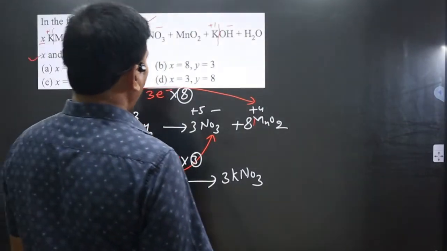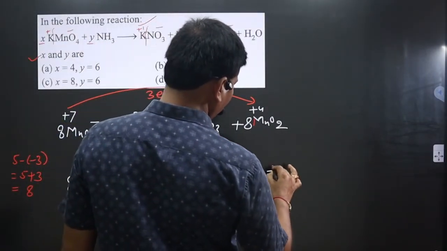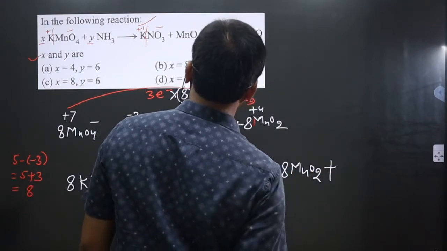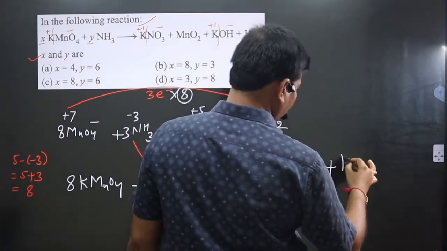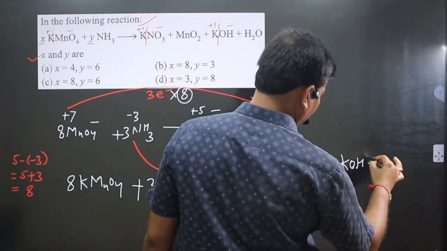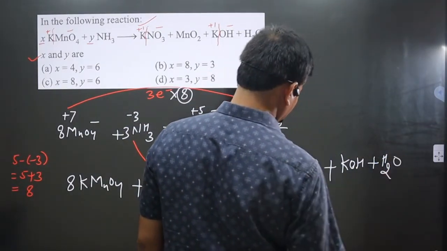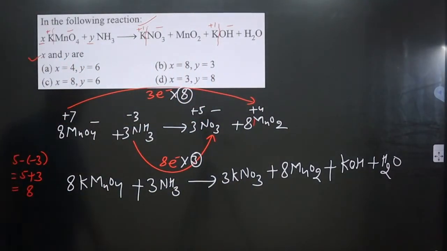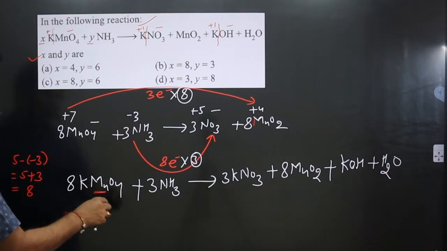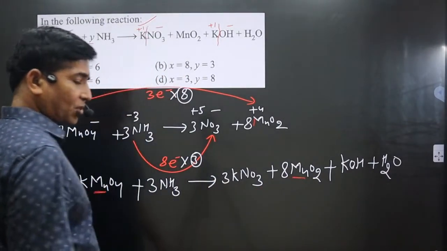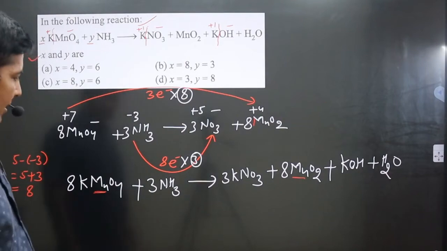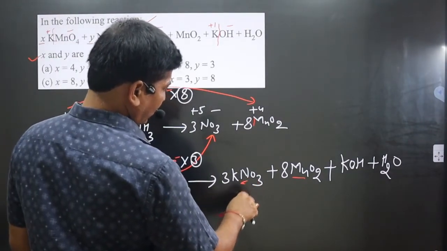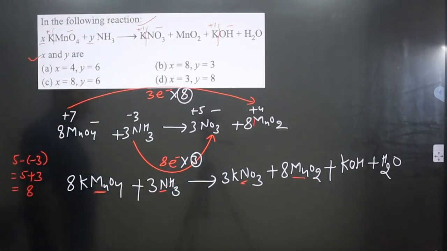Okay, and then we have how many MnO2 are there? 8 MnO2 is there, and plus KOH we had removed, I write KOH, and then we have H2O. Now listen very carefully. If you look here, manganese is there, 8 manganese, here also 8 manganese are there. So number of manganese atoms are balanced. Okay, if you look here nitrogen, how many nitrogen? 3 nitrogen. This side also 3 nitrogen are there. Okay, so number of nitrogen are balanced.